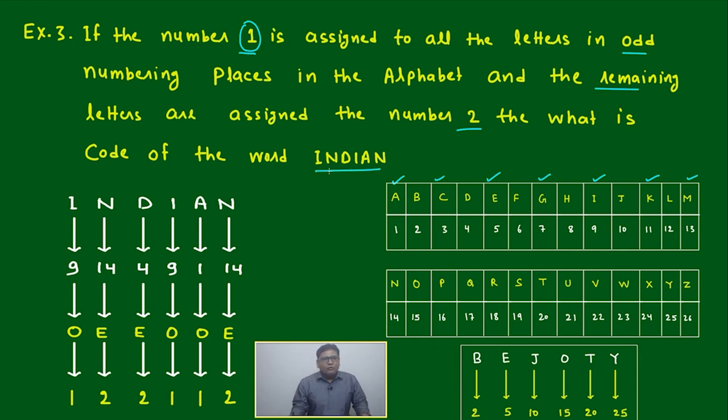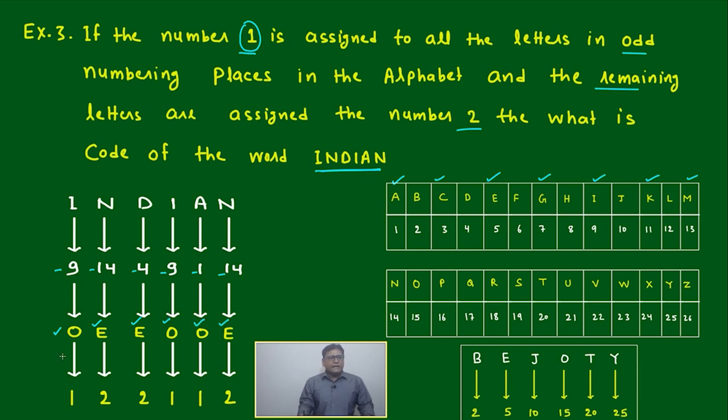In this way, how can we write Indian? The only thing we have to check is, for all the alphabets in Indian, what is the position in this table, and is that position odd or even. Indian: this is I, it is 9, it is 14, it is 4, it is 9, it is 1, it is 14. Okay. This 9, we can say it is odd, this is even, this is even, this is odd, this is odd, this is even.